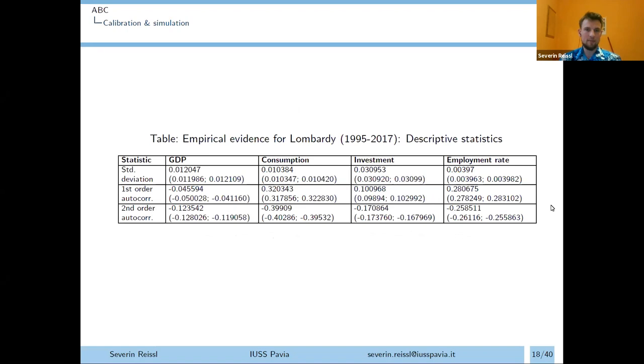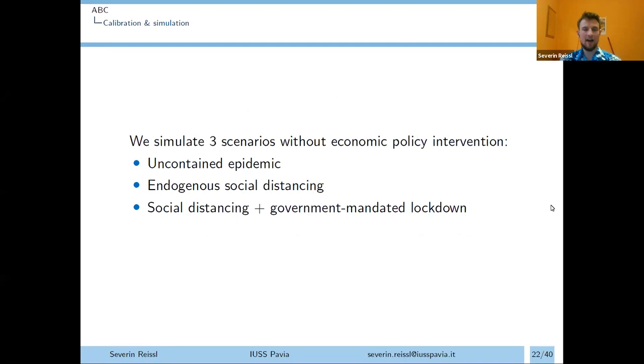And starting from this calibrated economic baseline model, we then simulate three scenarios without economic policy intervention. One is called the uncontained epidemic scenario, in which you inject the epidemic disease and then do nothing, meaning you just let it spread. You don't do any lockdowns, and in fact the agents themselves do not in any way change their behavior. Then we have a scenario which we term endogenous social distancing, which I'm going to talk about in a second, and then we have a third scenario which is endogenous social distancing plus a government mandated lockdown.